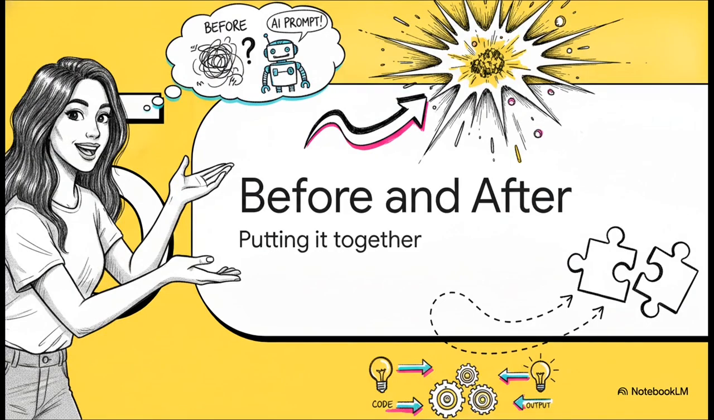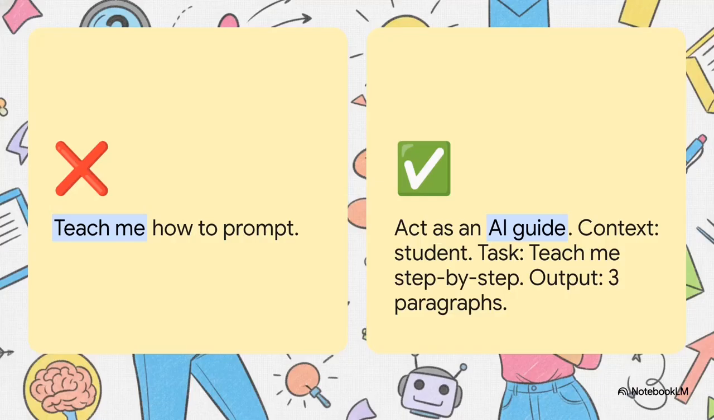Okay, let's see this in action. Section 5, the dramatic before and after. Now, what's really interesting here is the sheer contrast between these two approaches. Just look at the before prompt. Teach me how to prompt. It's weak, it's vague, it's basically hoping for the best.